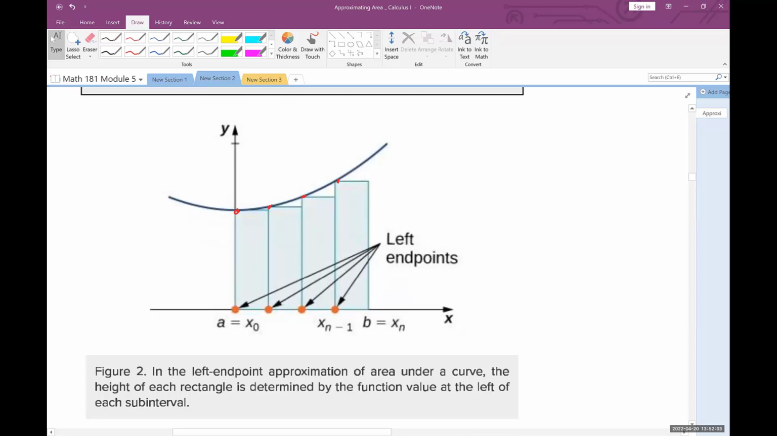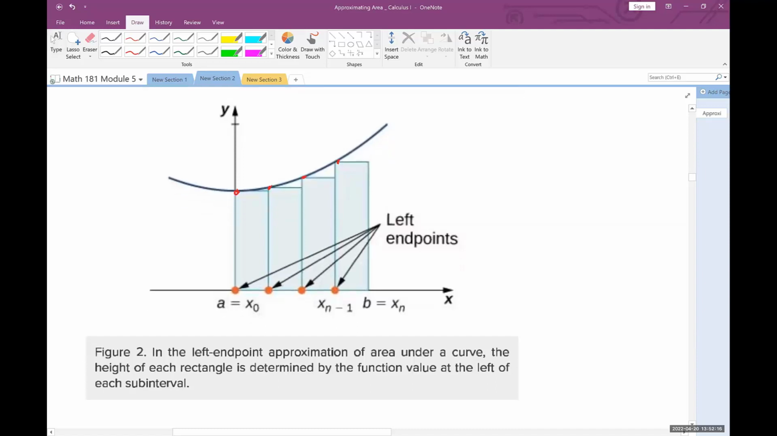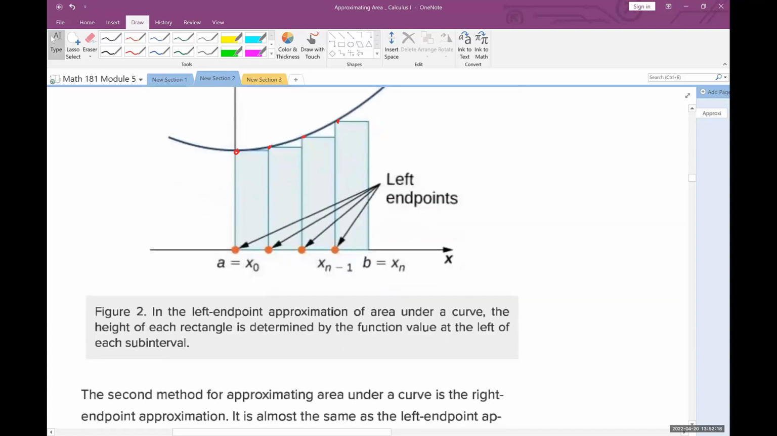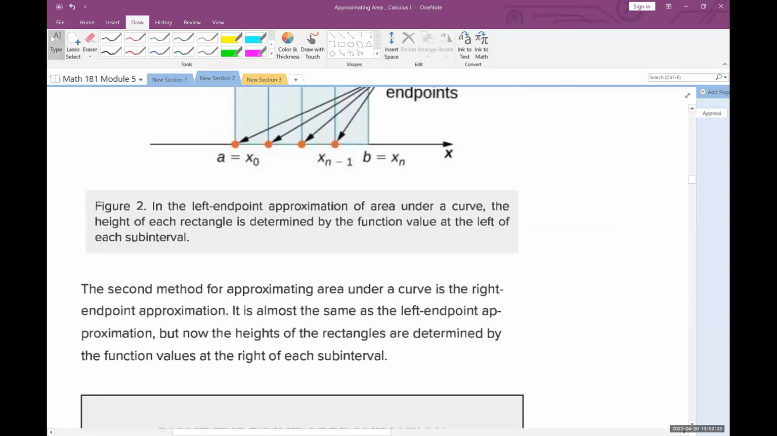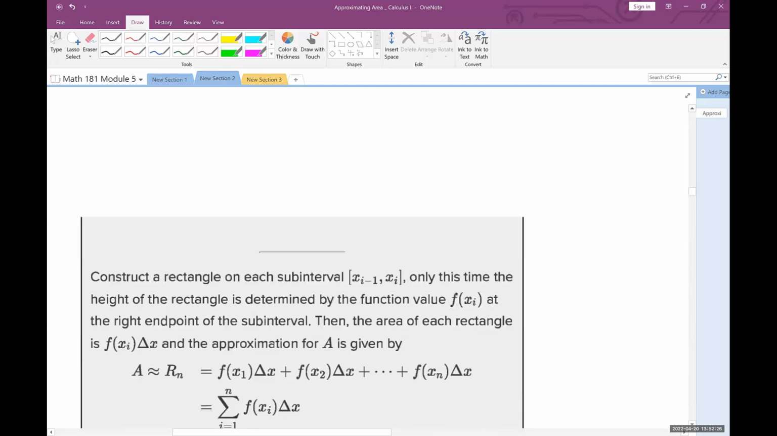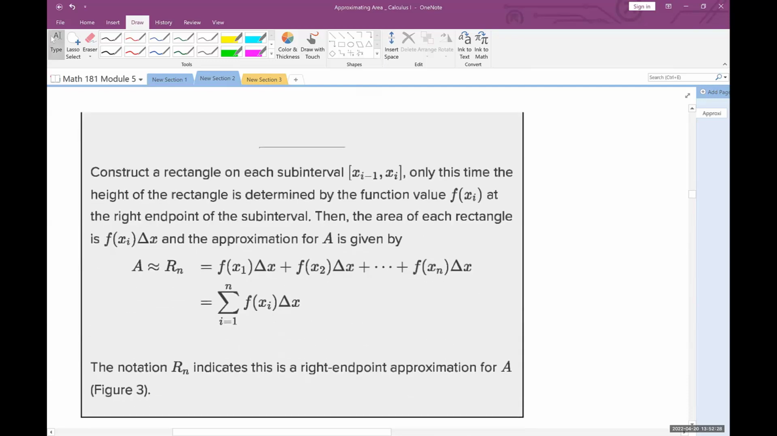But then we also can do it from the right side. And on the right side, well, I shouldn't say that; it could be above or below the curve again. So the right end approximation looks very similar, but we use the R for right. And in this case, instead of starting at x sub 0, we start at x sub 1, and it goes up to x sub n. So i equals 1 to n. It starts at x1, so it's on the right side of each interval.